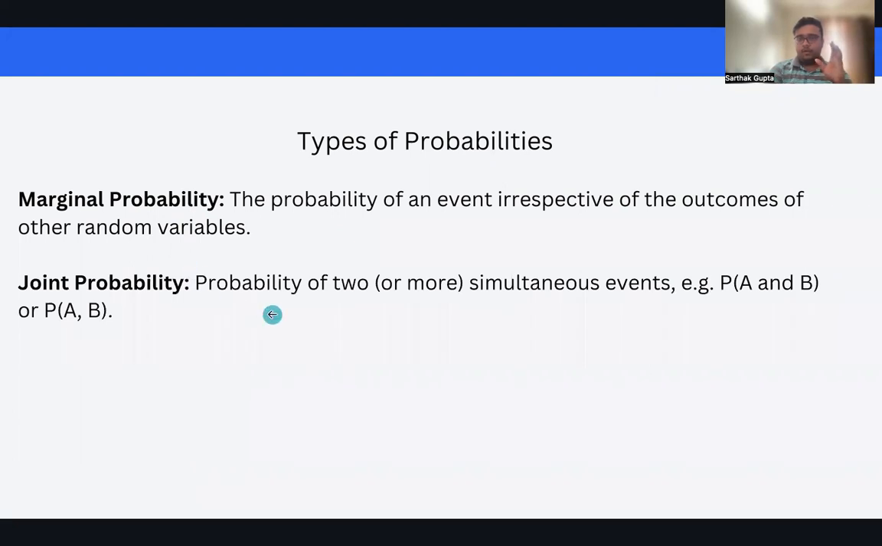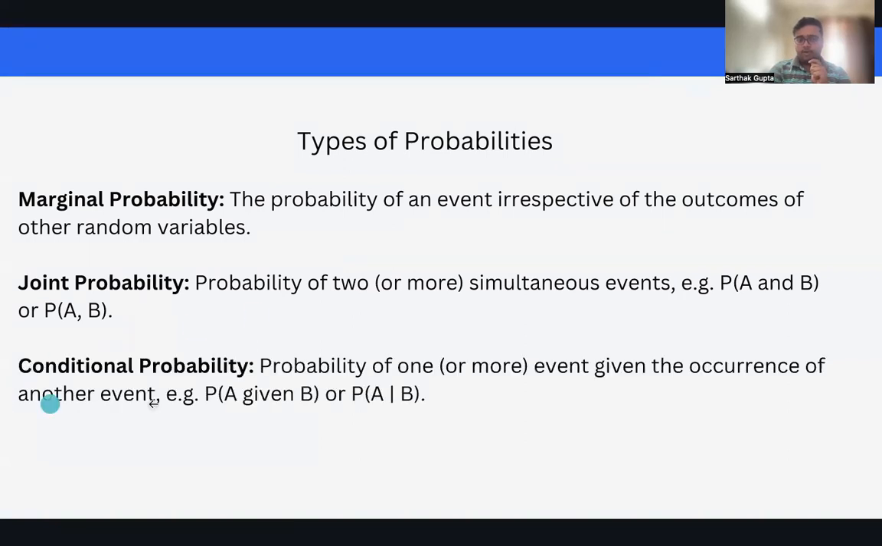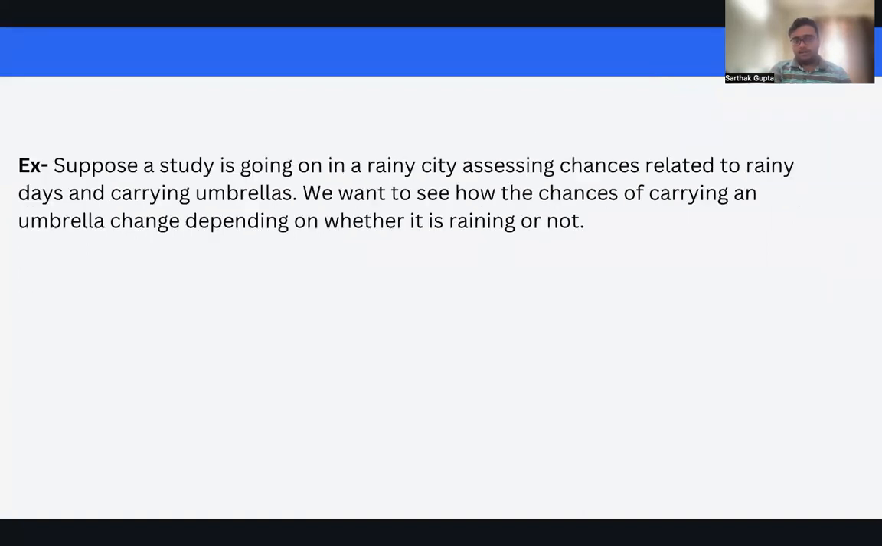Then we have joint probability, which deals with two or more simultaneous events, for example P(A and B). For example, tossing a coin and rolling a dice, these two events happening simultaneously. Then we have conditional probability, which is defined as the probability of one or more events, given that another event has already happened, what will be the probability of the next event to happen? To understand conditional probability, let us start with an example.